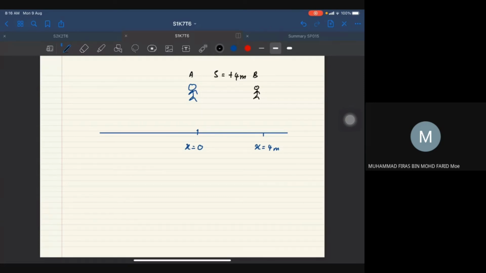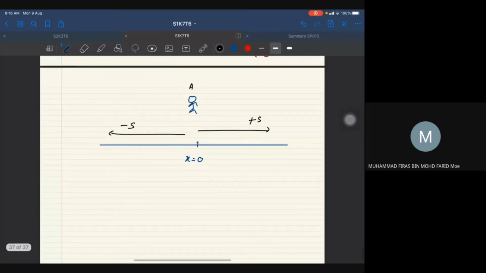That's the key thing. If it's negative, that means it's on the left hand side, this side. So I can erase this one, and this one as well. I just want to show you that the positive side is the same as the picture I drew earlier. This is the positive S area. This is the negative S area.